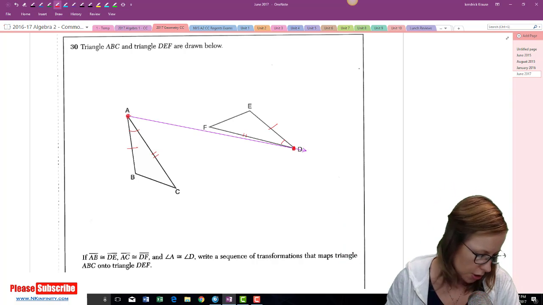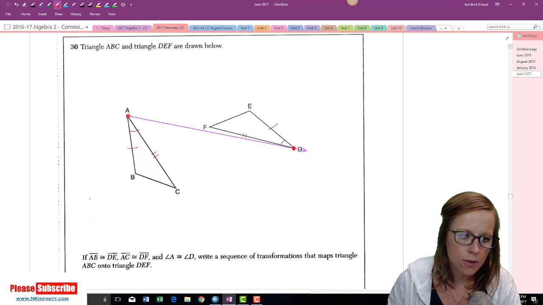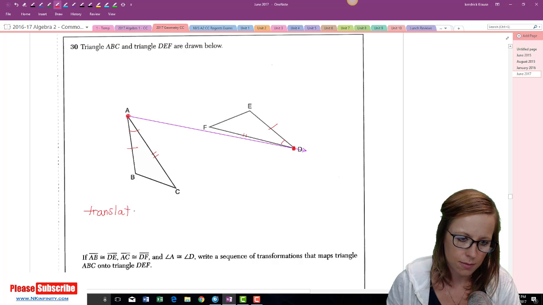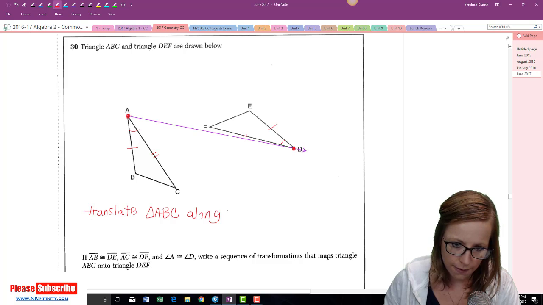So first thing I'm going to do, and I'm actually going to end up writing it up here just so you can see what I'm writing. Translate triangle ABC along vector AD.